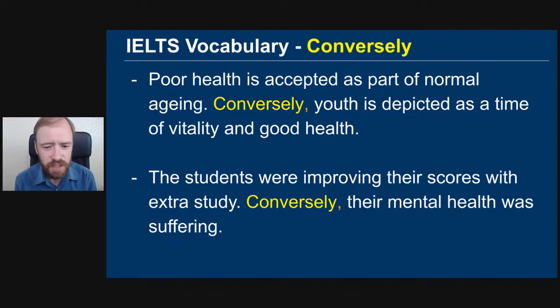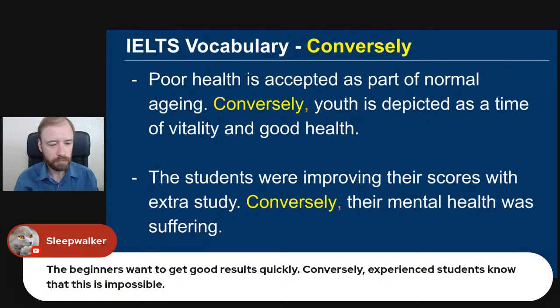The students were improving their scores with extra study. Conversely, their mental health was suffering. So, one idea, the students were improving their scores with extra study, but the opposite way or a different way, their mental health is going down, suffering. Scores up, mental health down. The beginners want to get good results quickly. Conversely, experienced students know that is impossible.